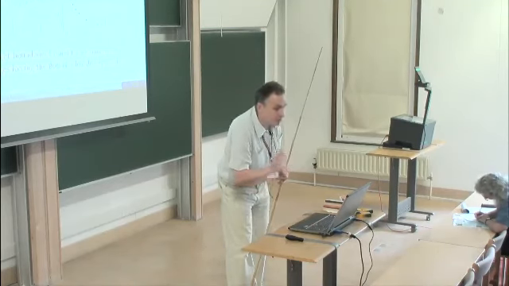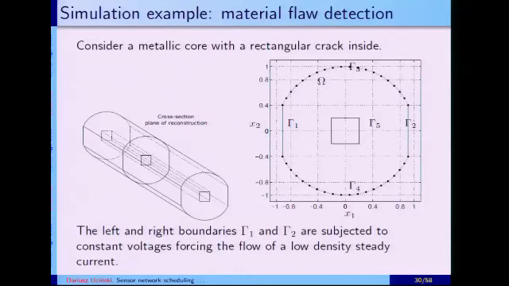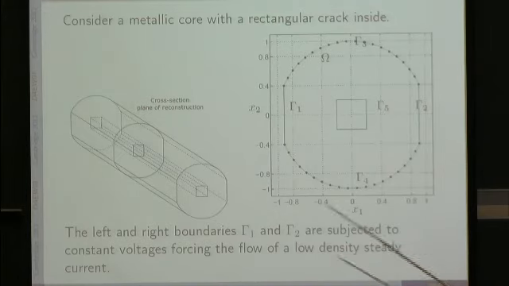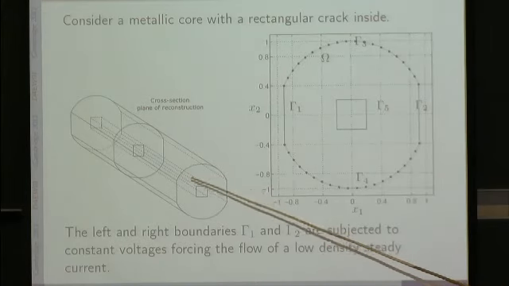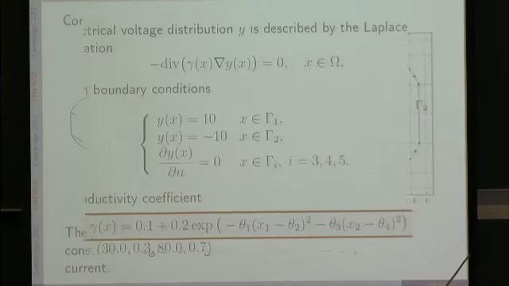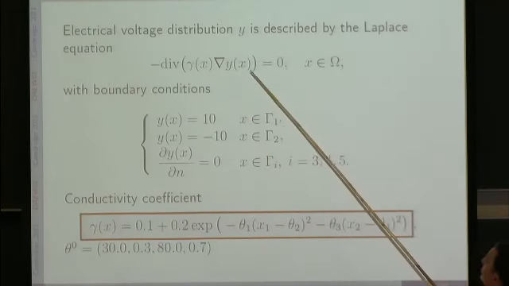So everything is known. And as for illustration, we have, for example, here a metallic core with a rectangular crack inside. Everything is static in time, so we neglect the evolution in time. In this example, the left and right boundaries are subjected to constant voltages, which force the flow of a low density steady current. And this current can be described by the following Laplace equation.